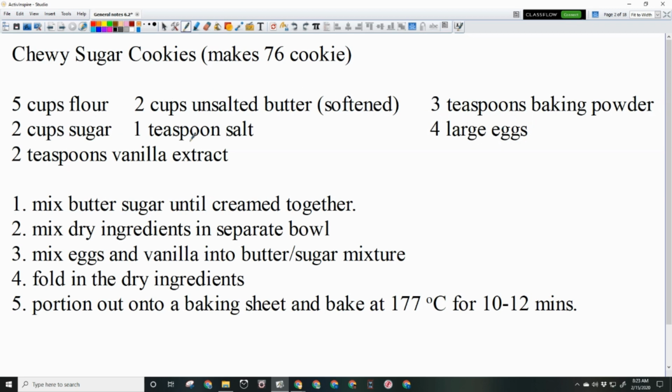So supposedly if we combine these together in a certain order, like number 1, mix the butter and the sugar until creamed together, the dry ingredients in a separate bowl, etc., and we bake these at 177 degrees Celsius for 10 to 12 minutes, we're going to get 76 cookies.